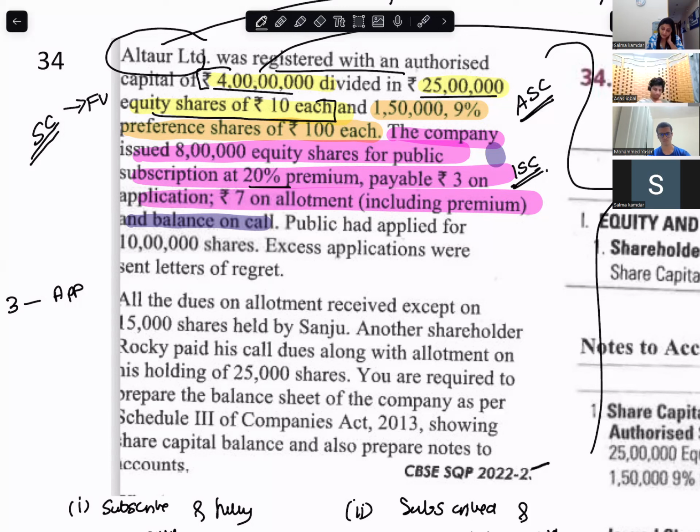So can you tell me what is application? 3. Allotment how much? Allotment is 7. Premium is how much? 20%. So 20? No, no. Share is of 2. Per share is how much?